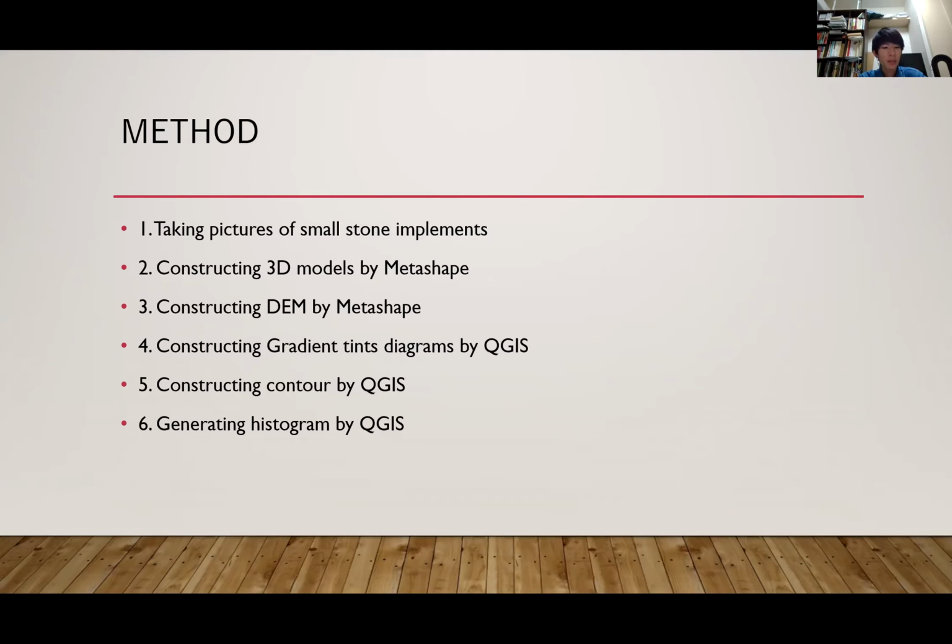Then I explain my method. First, I take a picture of stone implements. I use a turntable and a shooting box for taking pictures. I built a 3D model with Metashape based on the pictures and create side and bottom DEM based on the 3D models. Next, I create gradient tint diagrams and contours in QGIS based on DEM.